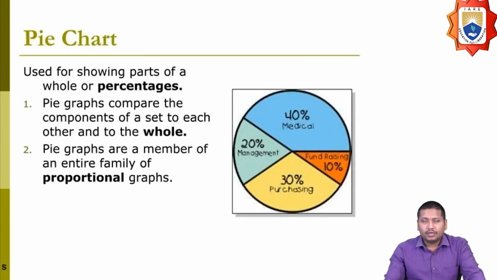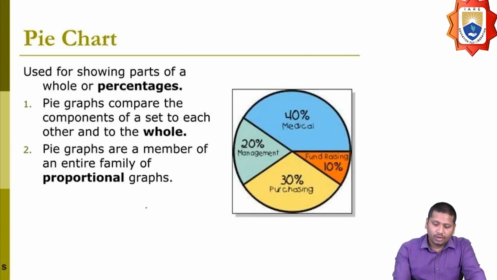The next type of graph we have is the pie chart. This is used to show various parts of a whole as percentages, and the pie graph compares the components of a set to each other and to the whole. Pie graphs are members of the entire family of proportional graphs. This pie chart is shown only for percentages.